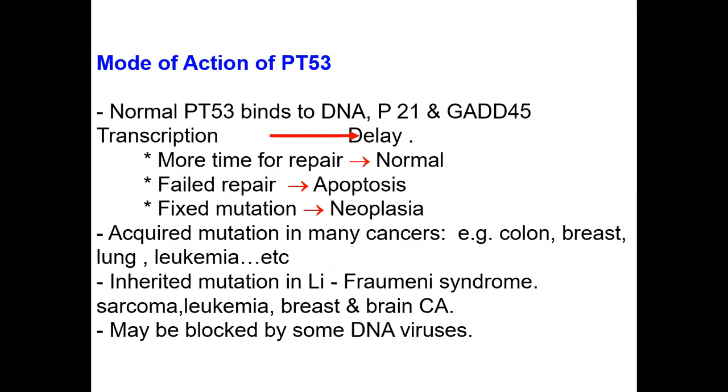Acquired mutation we see in colon cancer, breast, lung, and leukemia. Inherited mutation will be found in Li-Fraumeni syndrome, sarcoma, leukemia, breast, and brain cancer, and may be blocked by some DNA viruses.